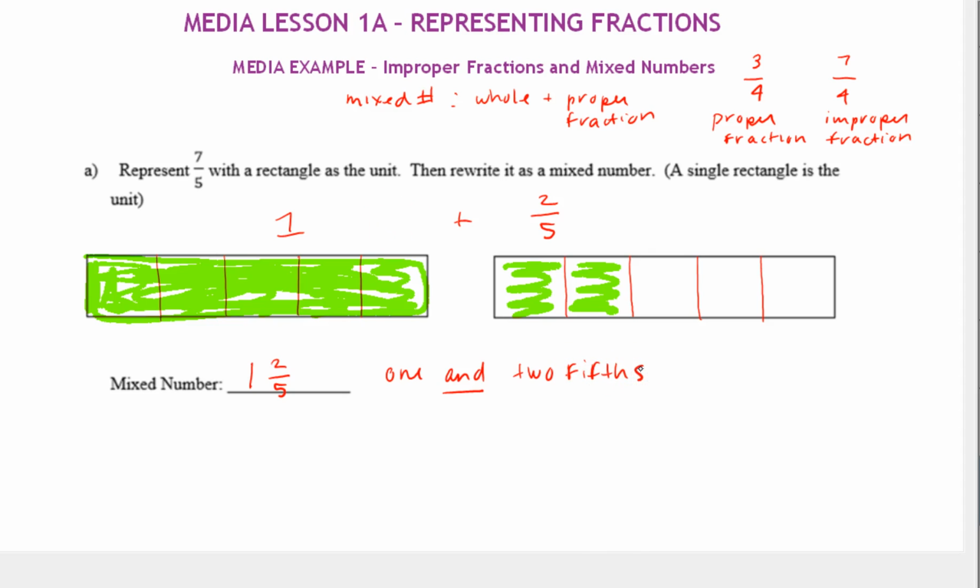Okay, so remember when we learned about word names before, we don't use the word and except for fractional parts and decimals, which we'll learn about later. So this word and means addition, and it means we're combining these 2 pieces. So this mixed number is really shorthand for saying 1 plus 2/5.